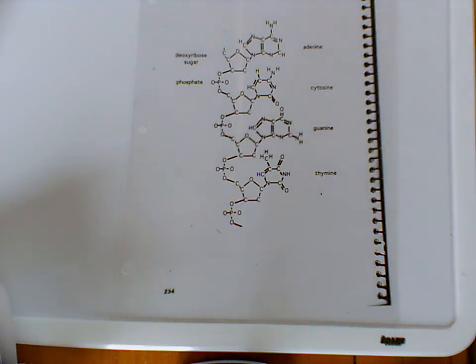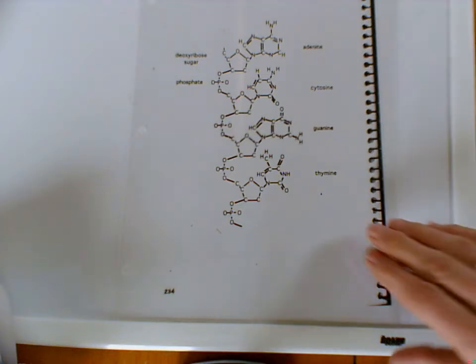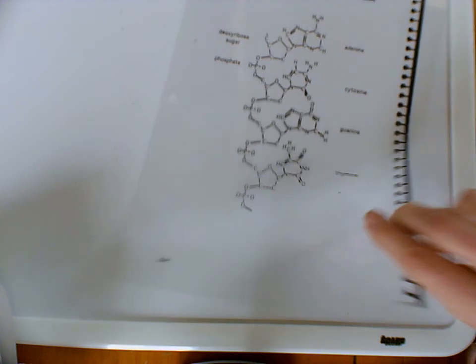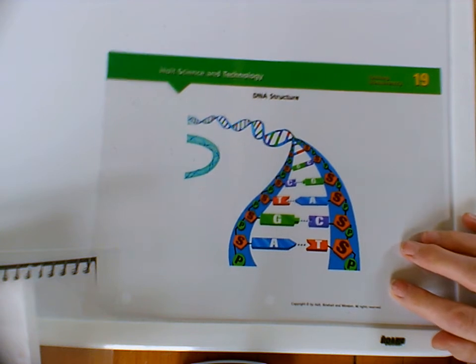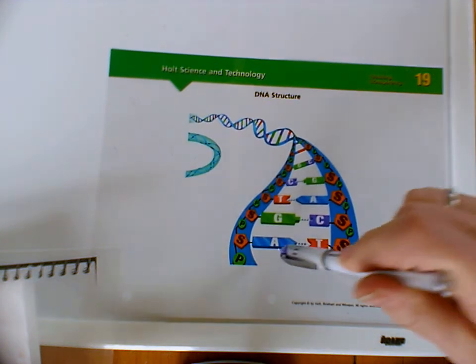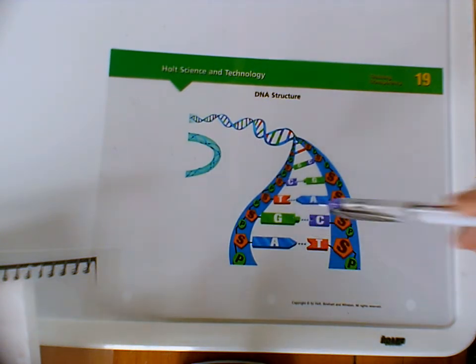The bases are read in threes, and those threes then make an amino acid. So that's how the code is read in threes. Here's a picture of DNA that is a little bit more clear. So you can see as it splits, A goes to T, C, G, etc.